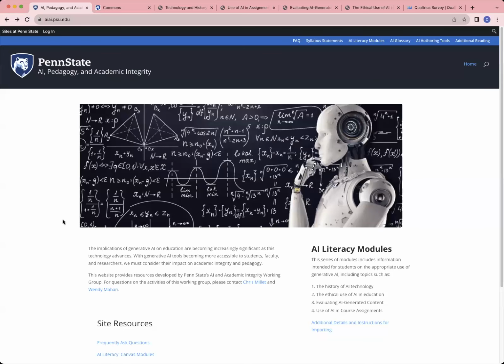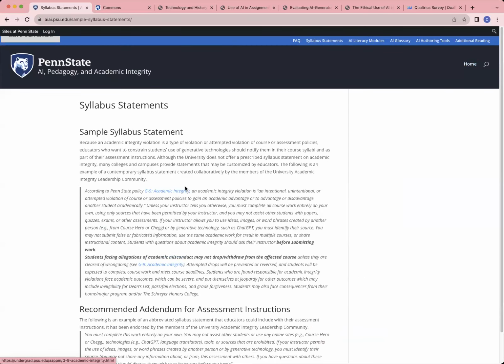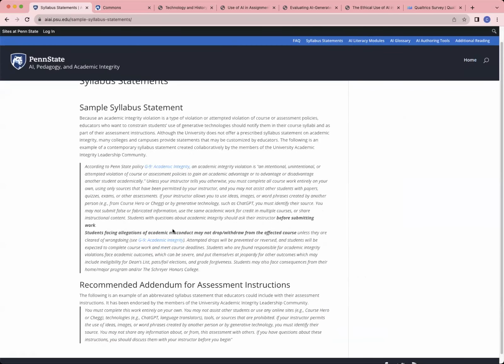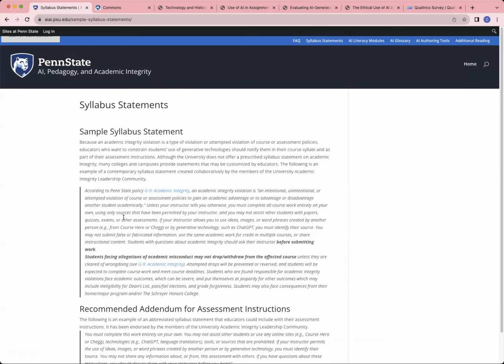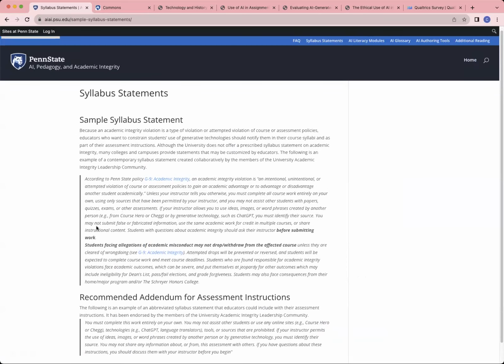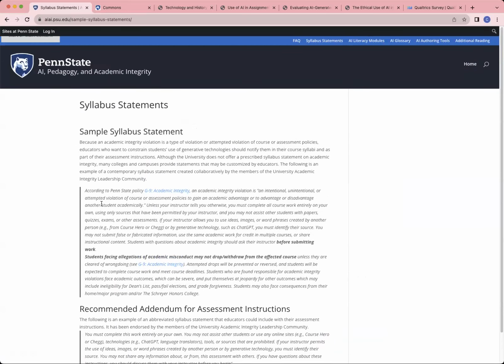So this is the front page of the AI website. There's a couple of useful resources here. One is a link to the literacy modules, which we'll get to in a second. We also have standard syllabus statements. These syllabus statements were developed and reviewed by Faculty Senate as well. So you're in good shape if you're thinking about how to incorporate language about generative AI in your courses. Copy and pasting and adapting this sort of content is a good way to get started with that if you haven't done so already.